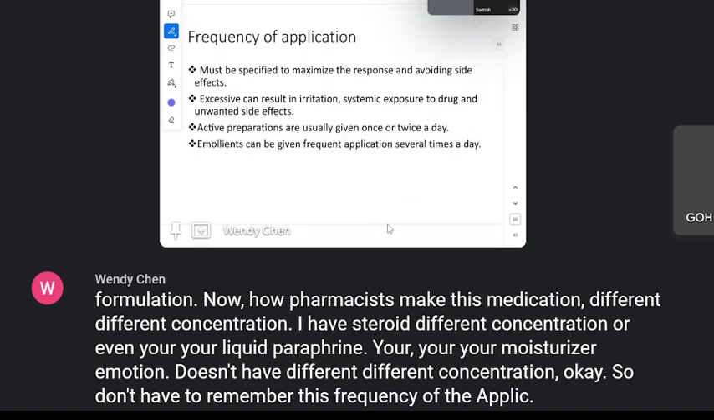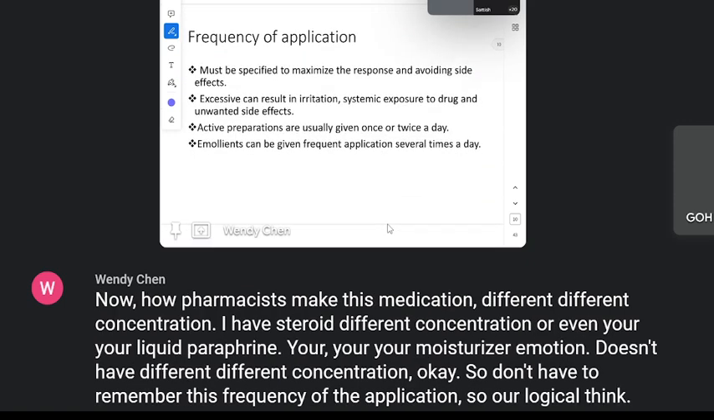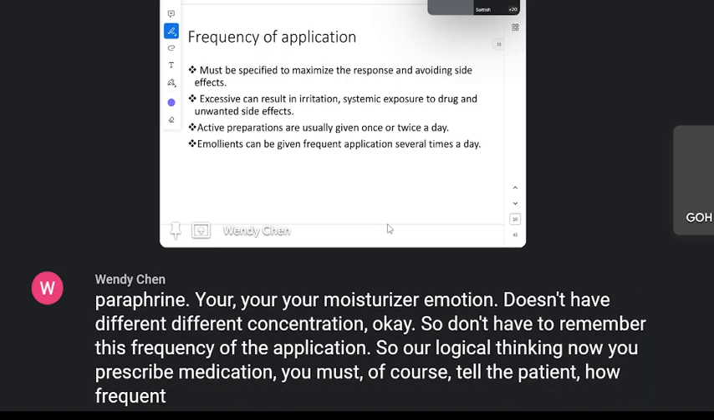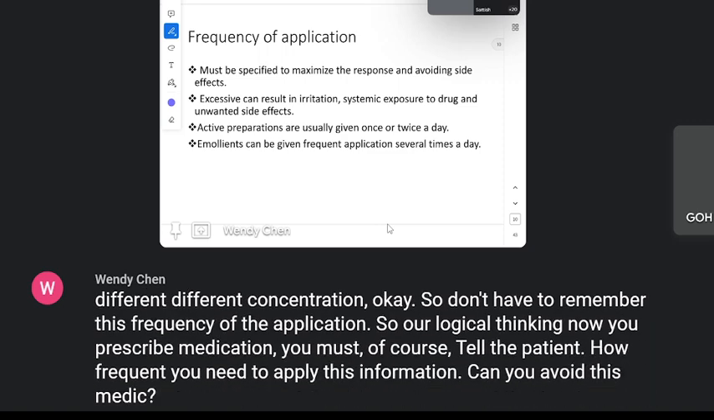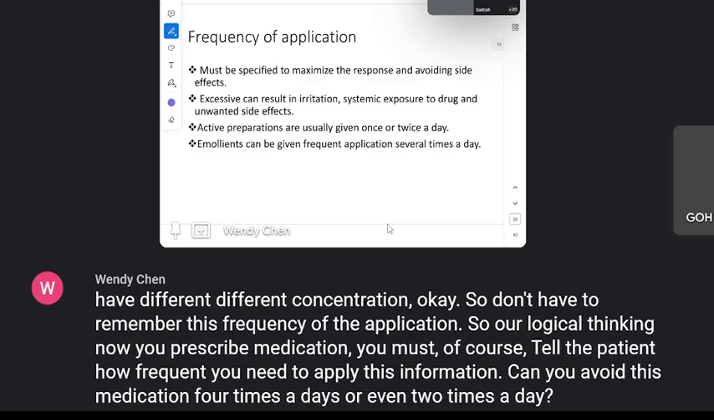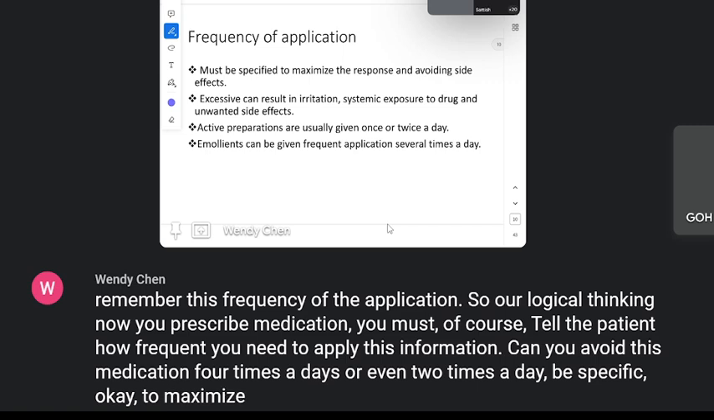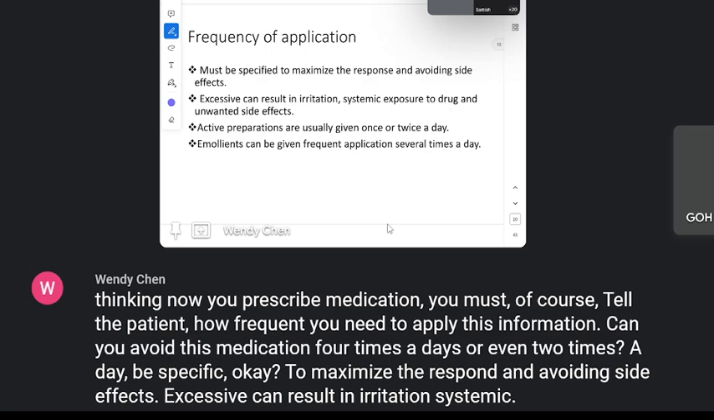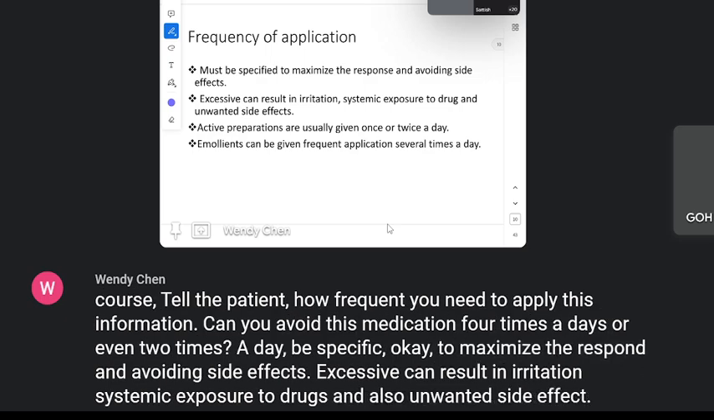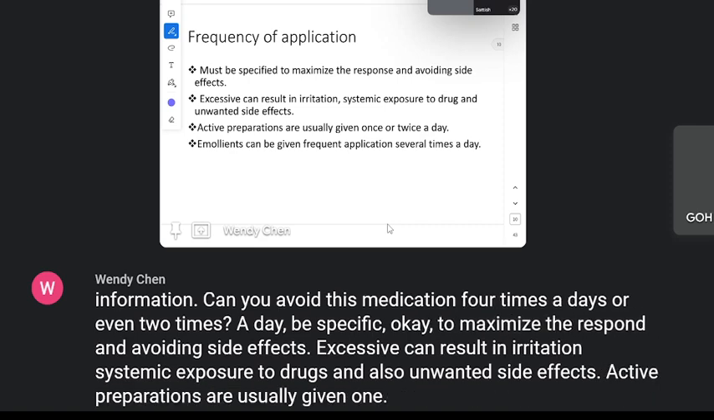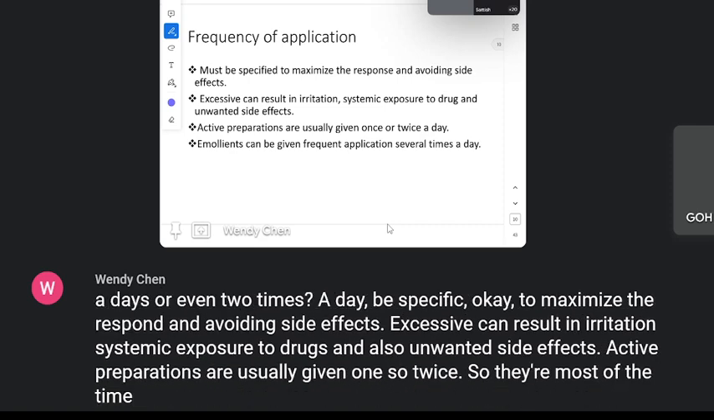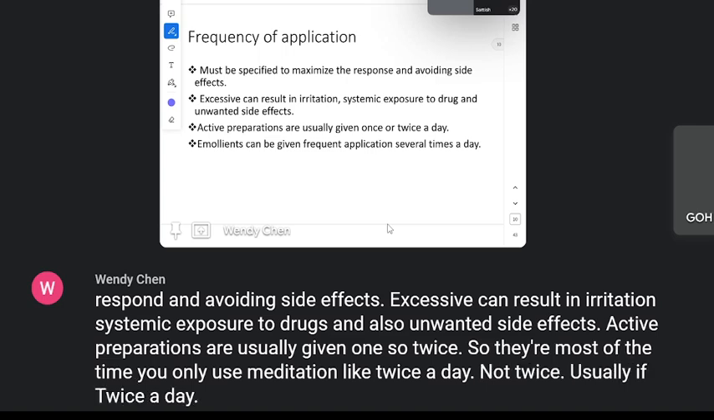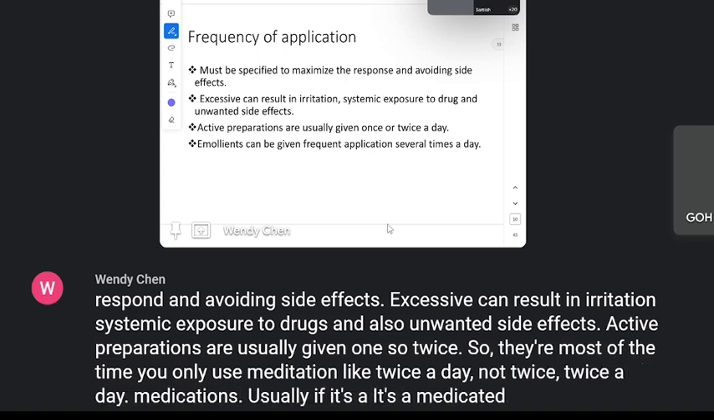Frequency of the application. So logical thinking, when you prescribe medication, you must of course tell the patient how frequently they need to apply it. Can you apply this medication 4 times a day or even 2 times a day? Be specific, to maximize the response and avoid side effects. Excessive use can result in irritation, systemic exposure to drugs, and also unwanted side effects. Active preparations are usually given once or twice a day. Most of the time, medicated medications are used twice a day.